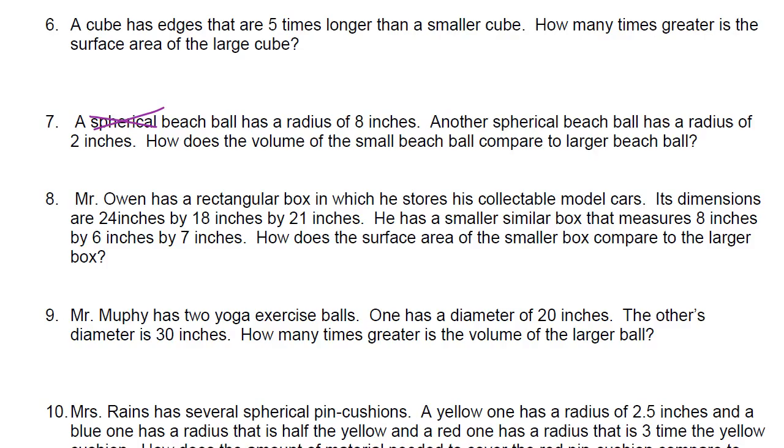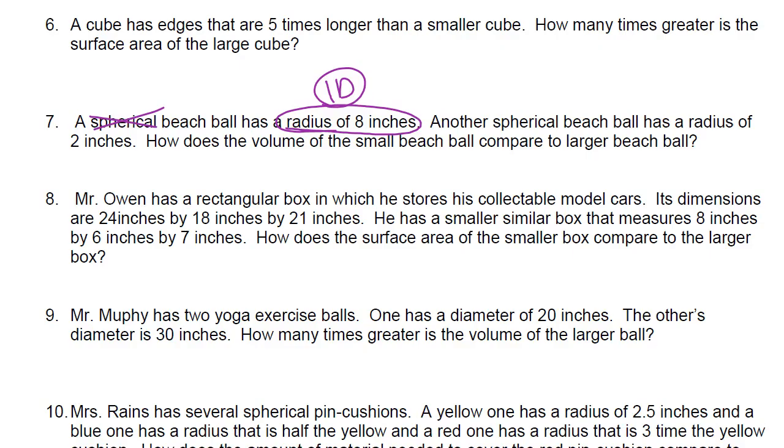All right, it has a radius of 8. Everyone circle that? Radius of 8. You stop right there and you ask yourself, 1D, 2D, or 3D? Radius is a length. It's a segment. It is 1D. Put a little 1D bubble or note. Another spherical beach ball. Here's a question. Are all spheres similar? Yes. The answer is yes, and we will look at it a little bit more tomorrow.